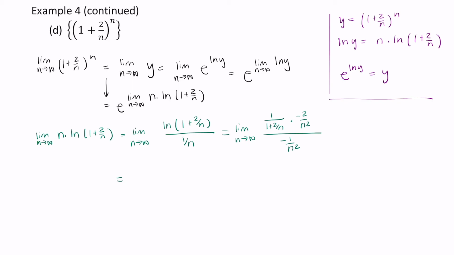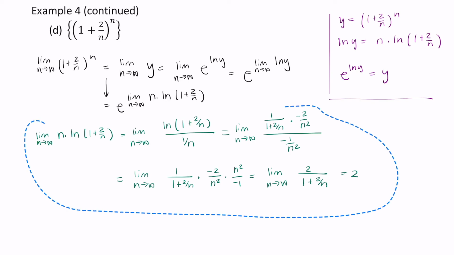Now that that's fixed, I can write this as the limit as n approaches infinity of 1 over 1 plus 2 over n times 2 times negative 2 over n squared times n squared over negative 1, which simplifies to this 2 divided by 1 plus 2 over n, and we're taking the limit of this as n approaches infinity. As n approaches infinity, this quantity will tend to 0, so we end up with just 2 over 1, or just 2.